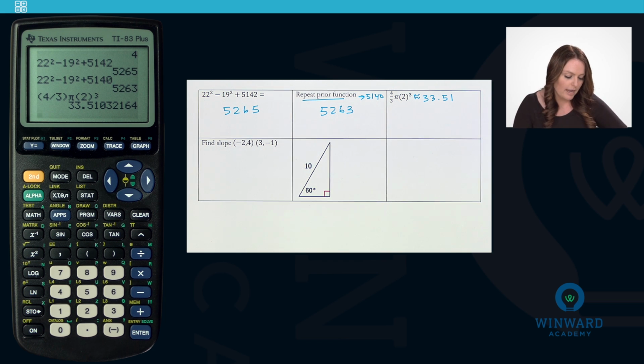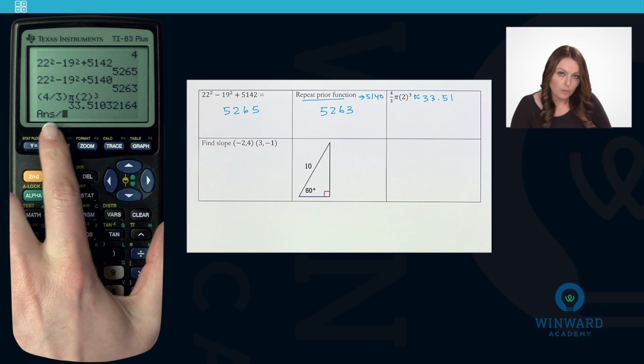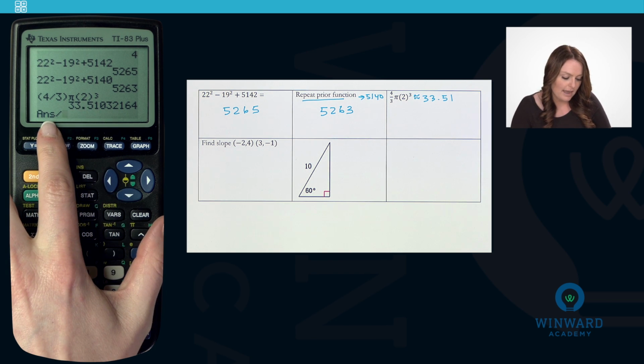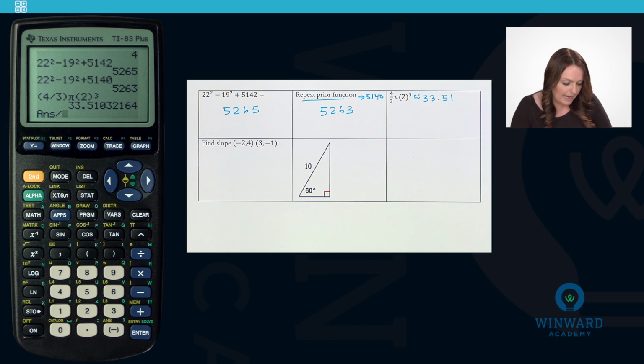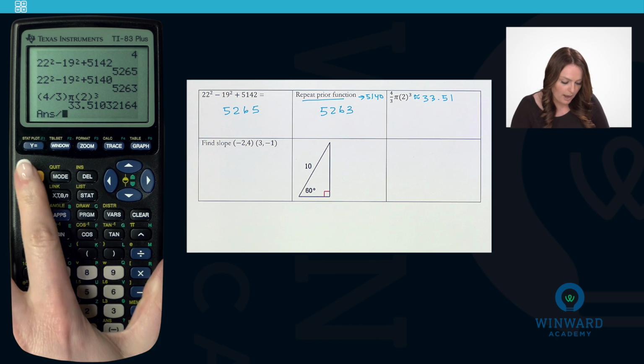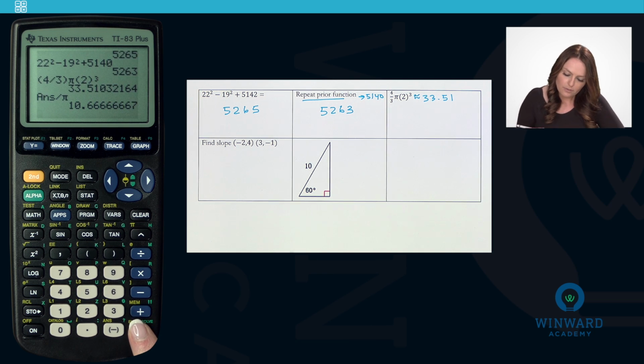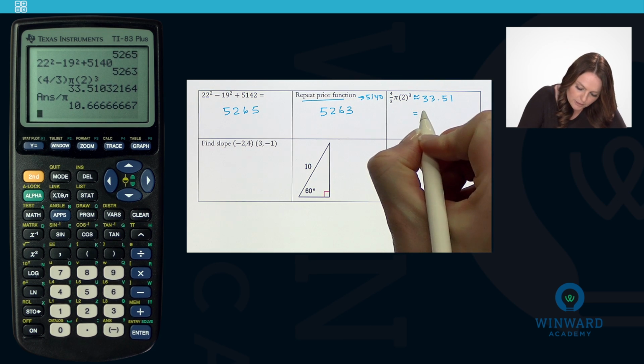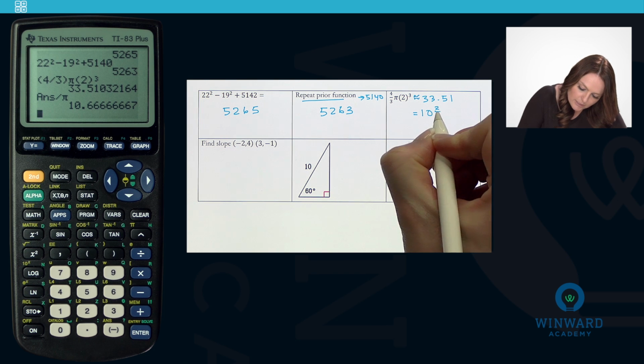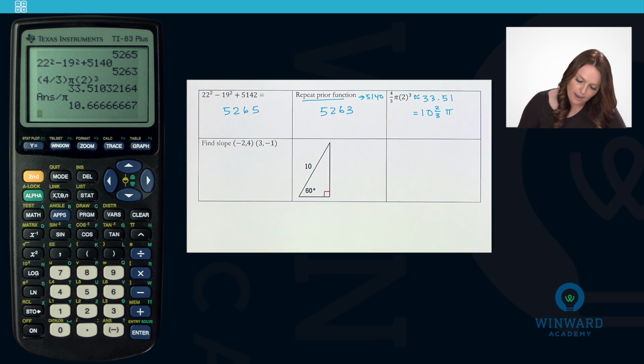So going back to our calculator, if we leave exactly what's there, if you just press divided by, notice that the calculator automatically pulls the answer that you just had down. So it has answer divided by, then you can do your pi again, the second pi button, and press enter. So then we get that our answer is 10 2/3 pi, right?